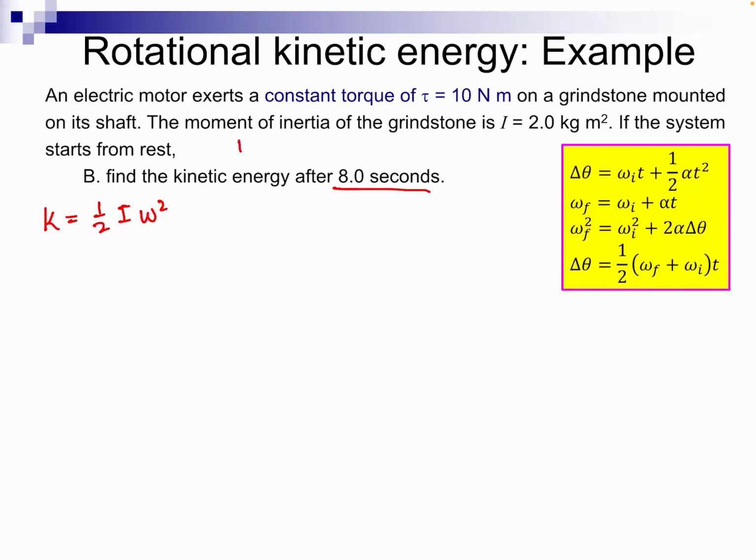What we know is the initial angular speed, that's 0. We know the time, 8 seconds. From the previous question, we calculated the angular acceleration, 5 radians per second squared. So we need to find the angular speed, and we can use our kinematic equations. Looking at our kinematic equations, we want to find omega f. Except for the first one, these three have omega f, so you can use any of them.